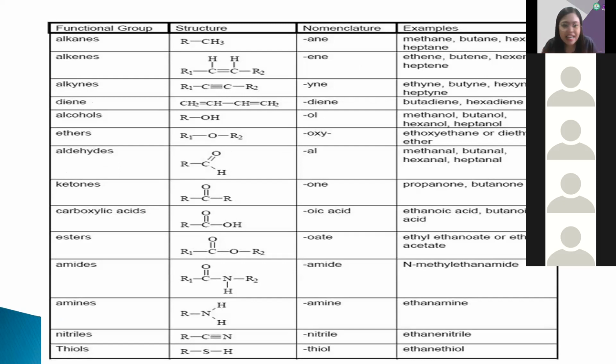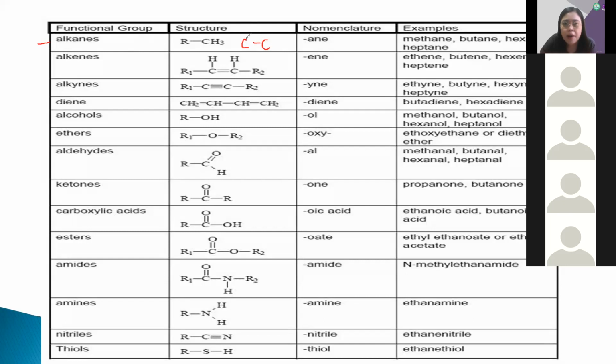Medyo madami-dami ha. So i-prepare lang ang self and kailangan mag-study nang wholeheartedly. Ito ang mga functional groups natin. We have first the alkane. How to detect that a compound is an alkane? You will just see carbon to carbon single bond.